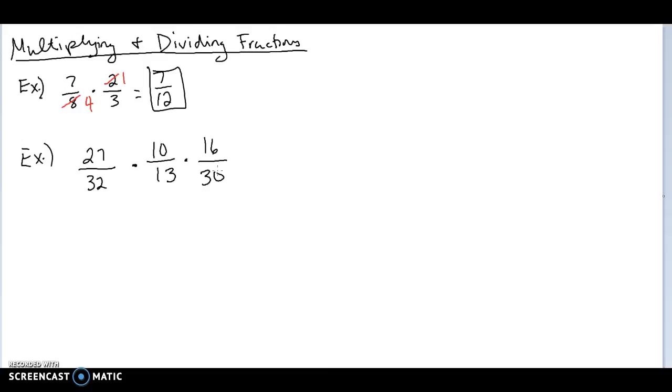So if I look at this particular one, let's just see here. Oh, I see this 16 and the 32. Let's start there. 16 and 32 are both divisible by 16, so I'm going to go ahead and mark those out. 16 divided by 16 is 1. 32 divided by 16 is a 2. So we've got those completely reduced. Now let's look around and see what else we can reduce. 13 is not going to reduce with anything on top because it is prime. But the 27 compared to the 30, 27 and 30 are both divisible by 3. So let's go ahead and reduce the 27 and the 30.